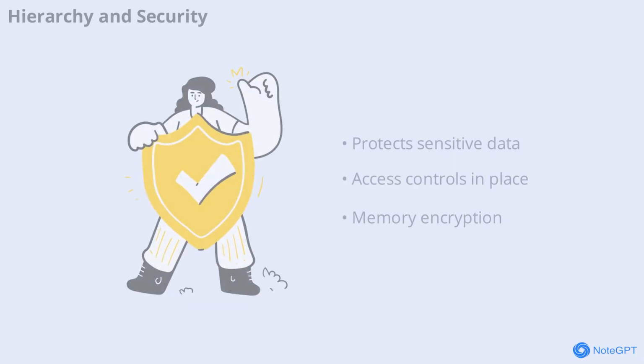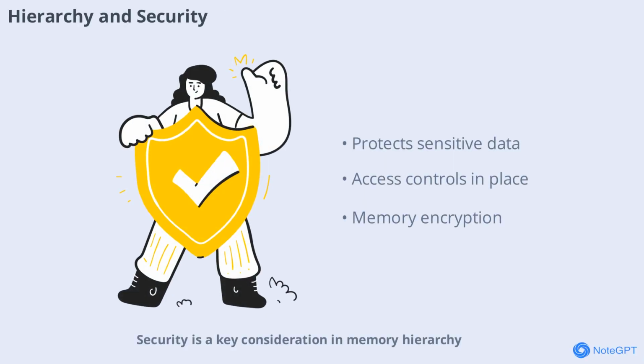Security is a key consideration in memory hierarchy. The operating system and hardware work together to protect sensitive data, ensuring that only authorized programs can access certain memory areas. Features like memory encryption and access controls help safeguard your information from unauthorized access or attacks.